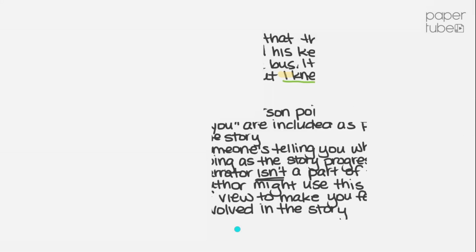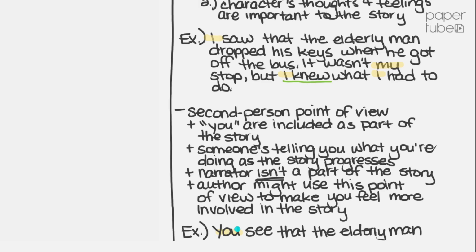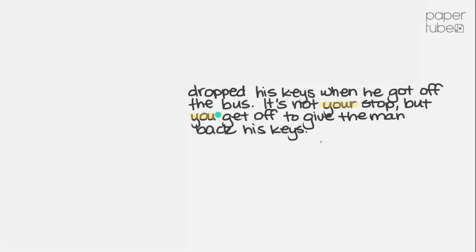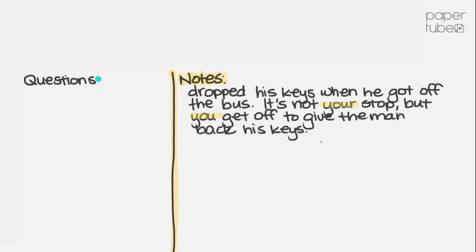Okay, so the narrator doesn't know what you're thinking, right? The narrator can describe your actions. So the narrator sees you. See the elderly man drop his keys when he got off the bus. It's not your stop, but you get off to give the man back his keys. Those are the second person pronouns there that are helping you to identify this second person point of view. You are an active participant in the story.